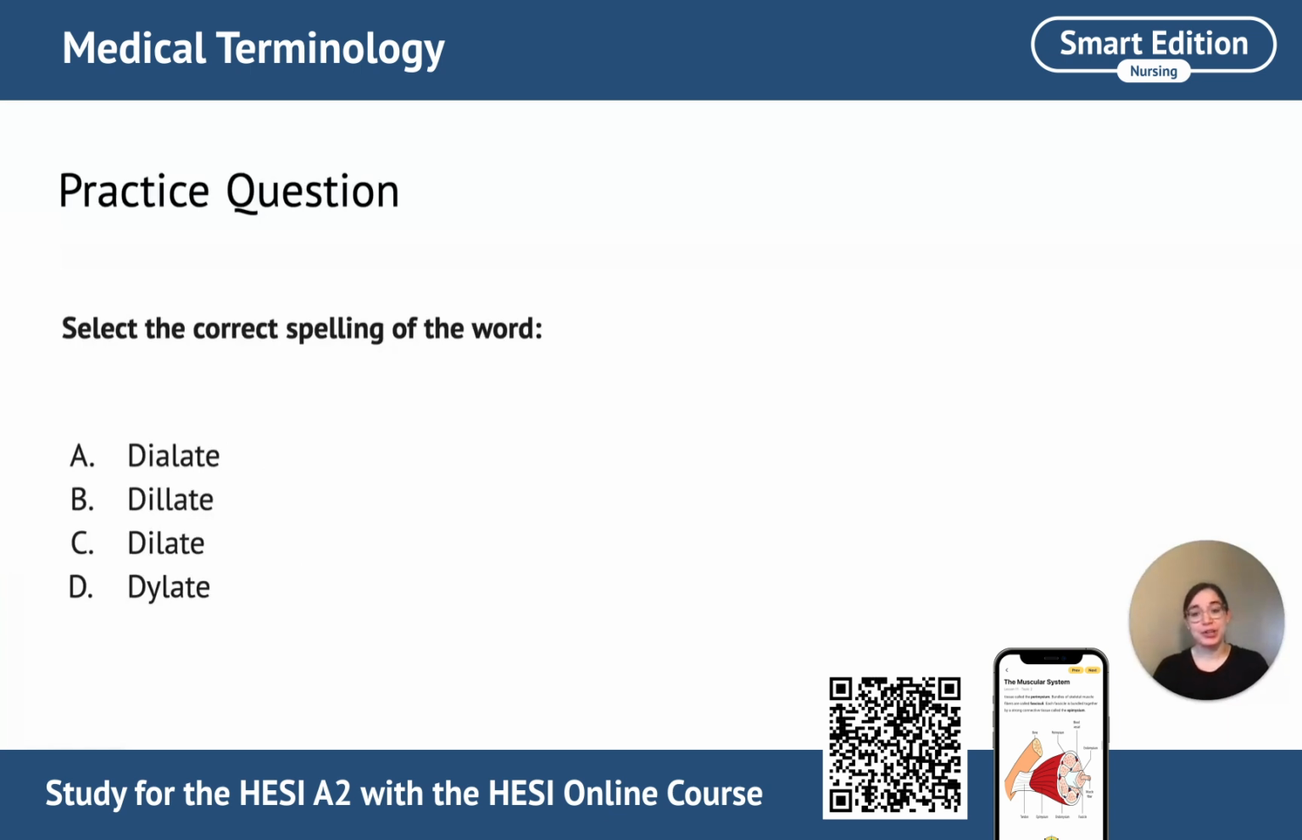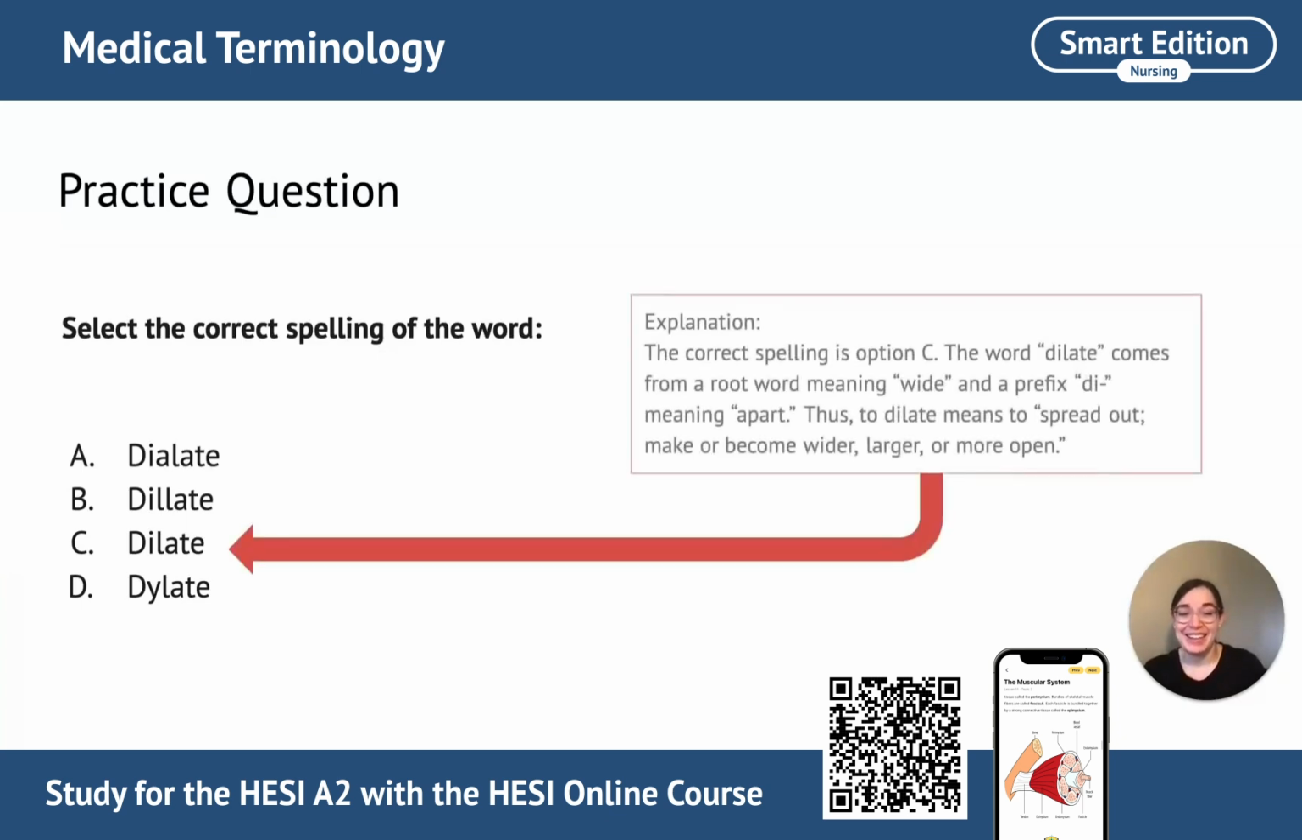All right, select the correct spelling of the word dilate. Is it A, dilate? Is it B, dilate? Is it C, dilate? Or is it D, dilate? And the correct spelling of the word dilate is option C. So what does the word dilate mean?